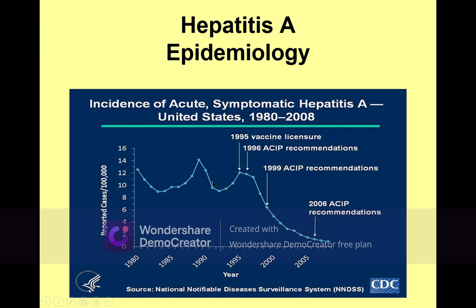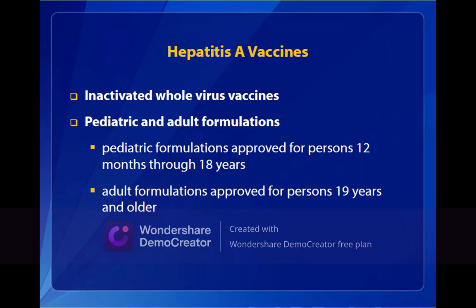Hepatitis epidemiology in the United States has been studied, and they said it is growing in those countries where hygiene practices are not done properly. Vaccines are available: an inactivated whole virus vaccine, with pediatric and adult formulations. You can inject in areas of high endemicity for persons from 12 months to 18 years of age. You can inject pregnant women as well if they are IgM positive. The adult formulation is approved for persons 19 years and older. If you are a traveler under 30 years of age, this vaccine can be injected.